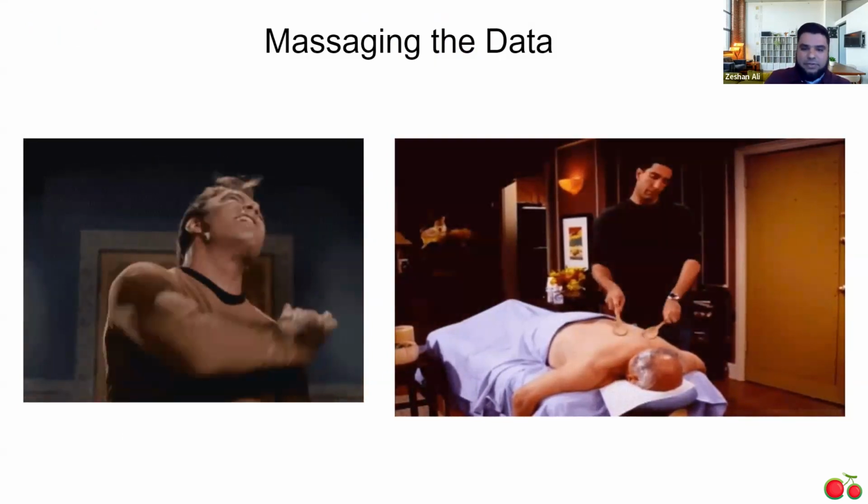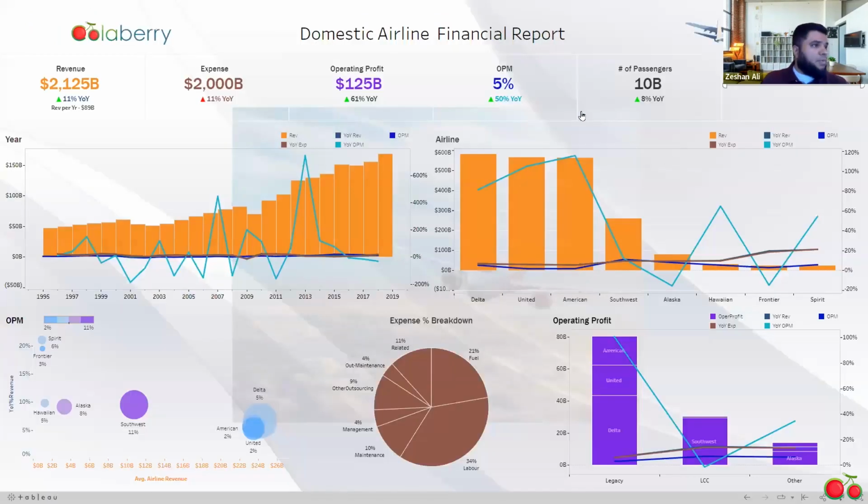So talking about that visualization, I'll bring it up right there. And this is our domestic airline financial report. Now, it is a journey that spans from 1995 to 2018, or about 23 years. And this is a full interactive dashboard.